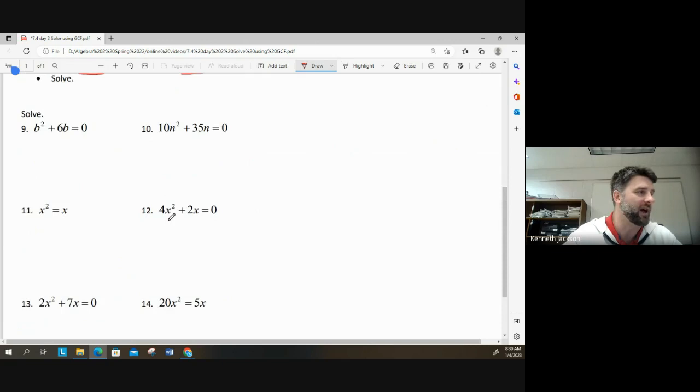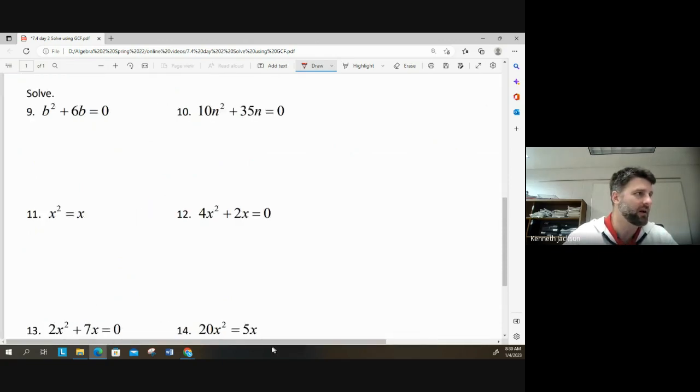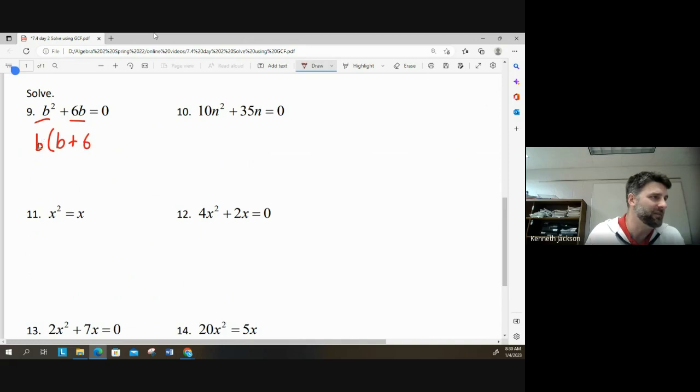For example, on number 9, the GCF between b squared and 6b is b. That is the GCF. What's left over would be b, because b times b is b squared, plus 6, because b times 6 is 6b.